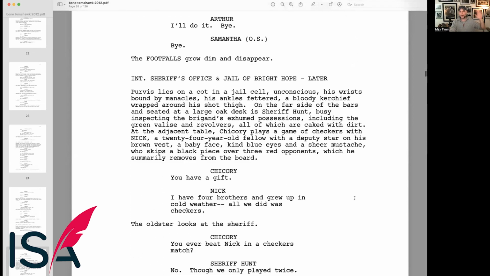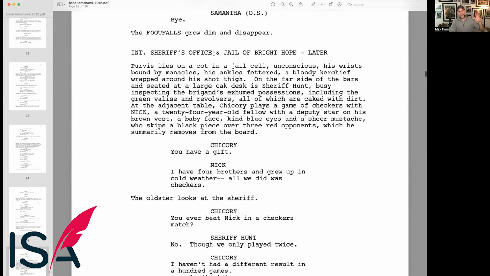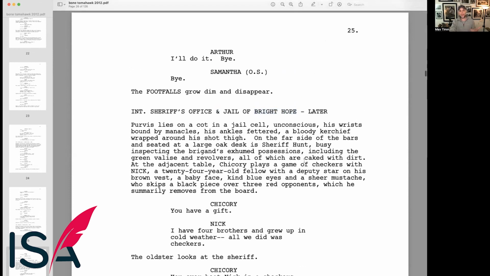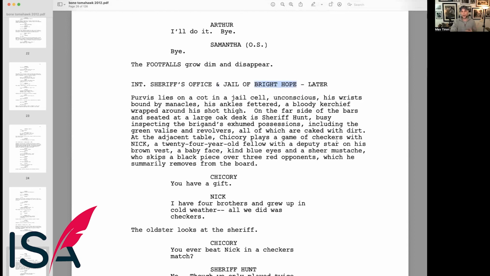Again, huge chunk paragraph. Just don't do this. He's kind of changing it up here a little bit. Sheriff's Office and Jail of Bright Hope. I would just say Sheriff's Office - jail, and I probably wouldn't even worry about Bright Hope, but there's a specific reference to a location here. There are multiple towns or areas where the characters are experiencing things. So he is saying Bright Hope.